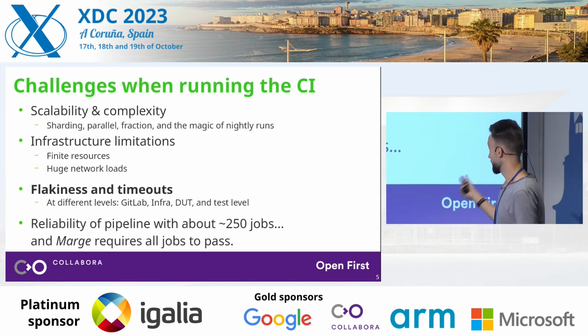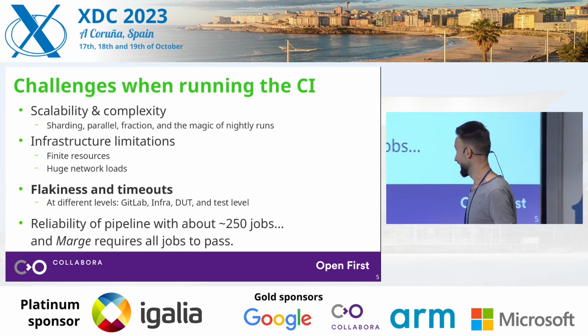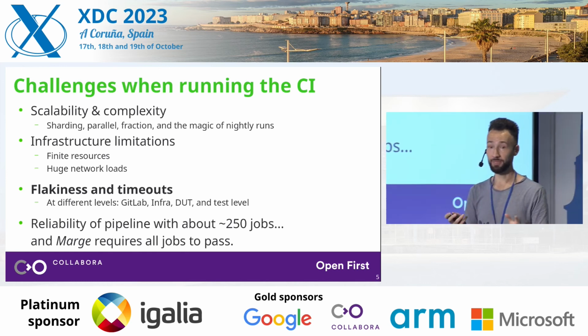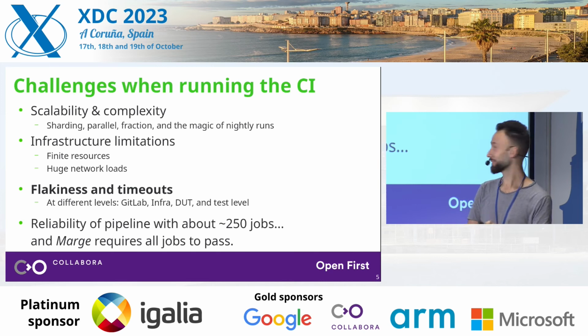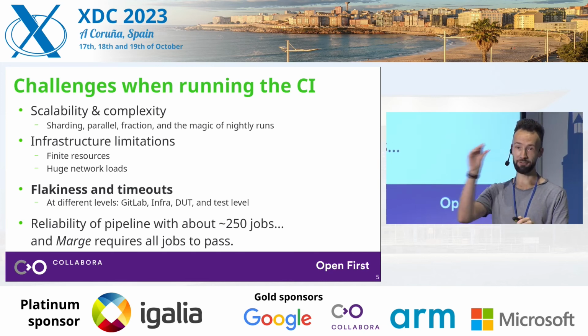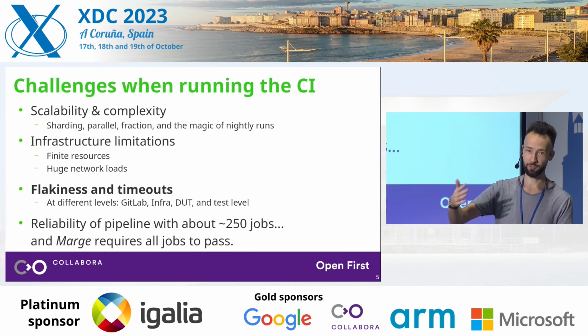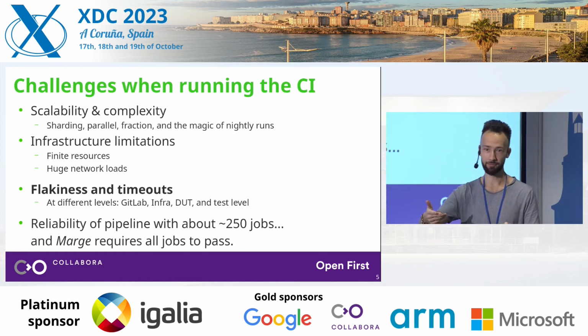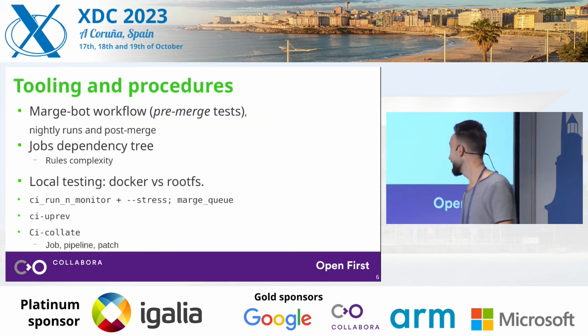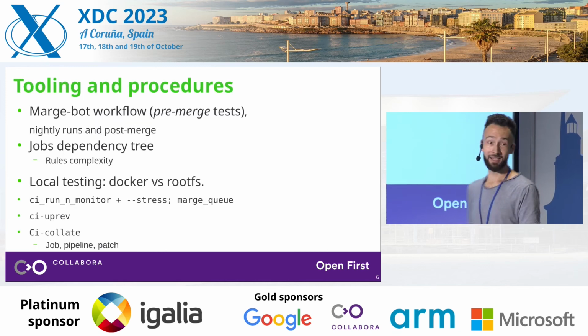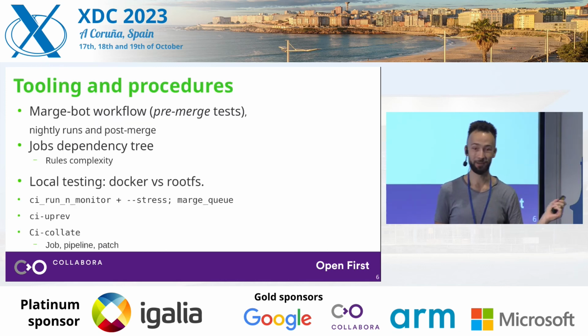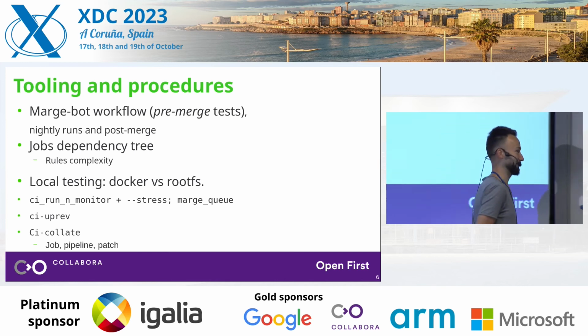So for the reliability of the pipeline, as I said, we have approximately 250 jobs, and sometimes something fails. So what we usually do is retry on every level at least once. If something fails, we try to recover if possible. So let me pass the word to Sergi about tooling and other stuff.